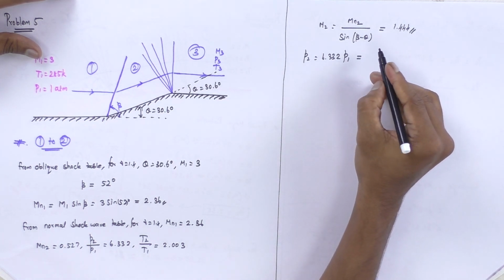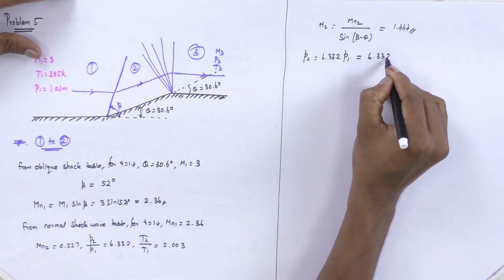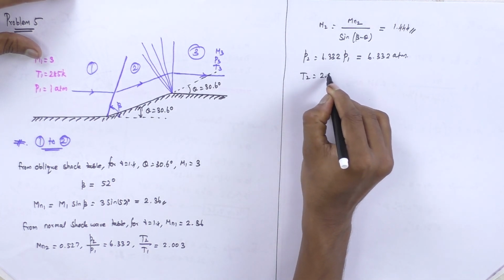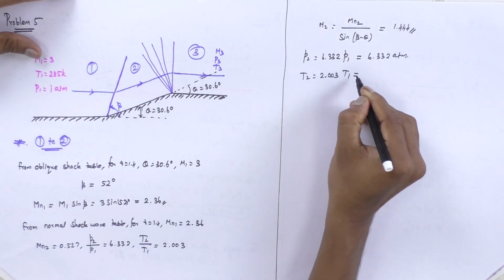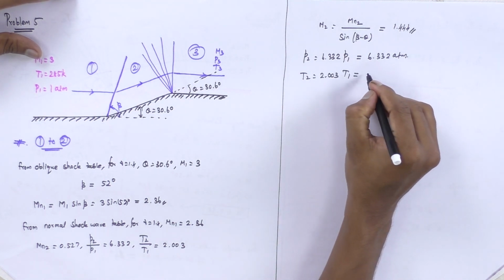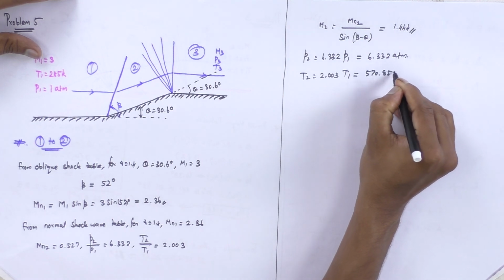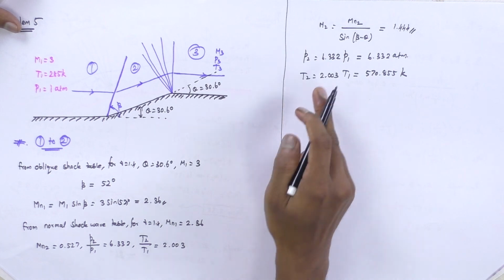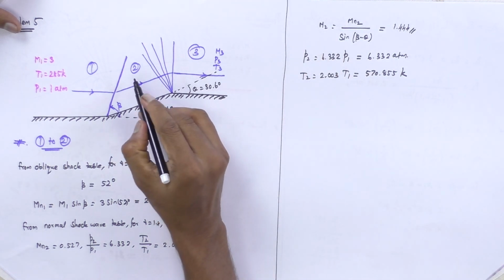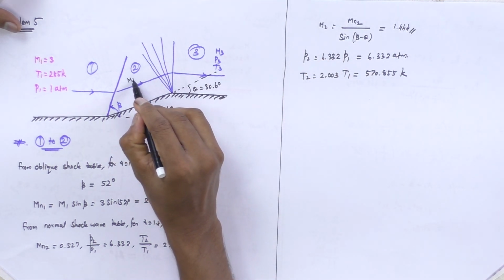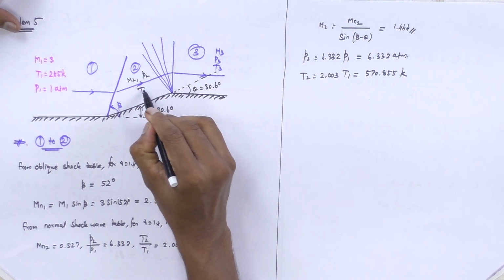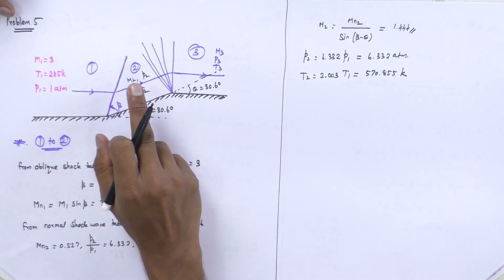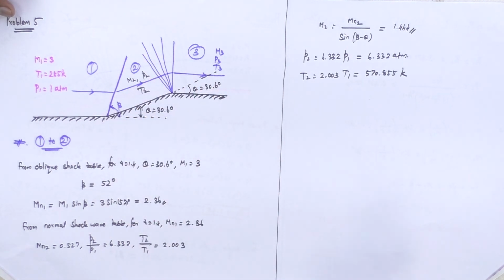So this will give us 6.332 atmospheric pressure. Similarly, T2 is 2.003 times T1 value. So this will be equal to 570.855 Kelvin. Now we know the value of M2, P2 and T2. Now let us proceed to the flow from region 2 to region 3.